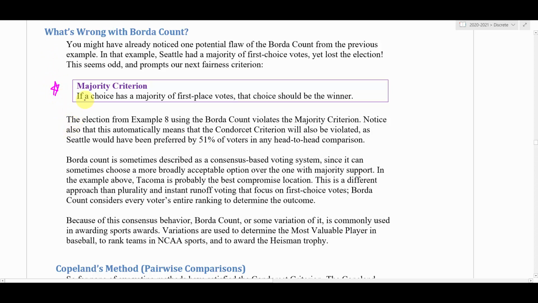It states that if a choice has a majority of first place votes, that choice should be the winner. Even though sometimes it doesn't seem like the majority candidate is the best choice, because maybe so many other people don't like that particular candidate, it is fair that if the majority of people prefer that candidate, they should be the winner.